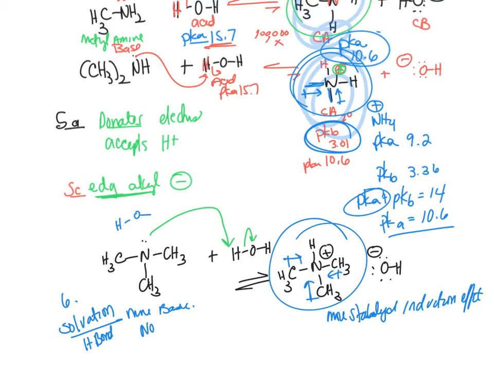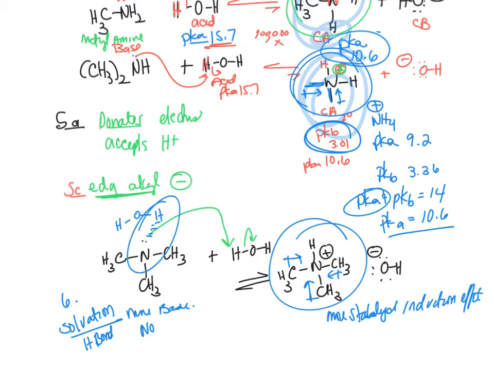When you're measuring acid-base chemistry and your pKb values, the hydrogen bonding in the water is solvating that lone pair, and so your measurements are not going to be as basic. Okay, you can go on to 7.